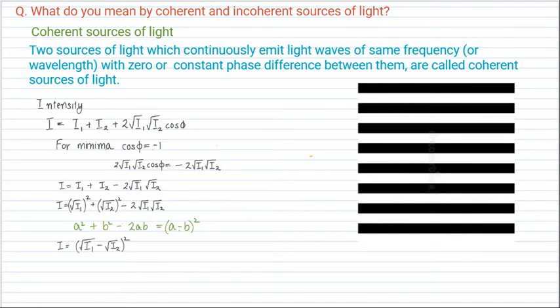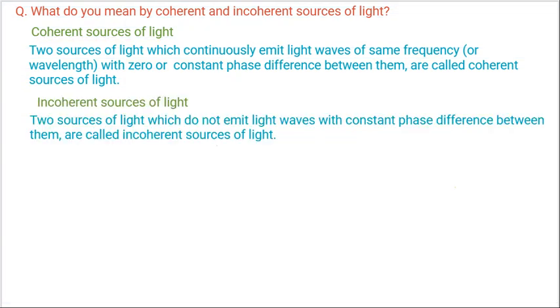So this will happen only if the light coming from your slits S1 and S2 are coherent sources of light. Incoherent sources of light will be the opposite of coherent sources of light. Incoherent sources are two sources of light which do not emit light waves with a constant phase difference between them. So in such a case, the light coming from slit S1 and the light coming from slit S2, their phase will always be changing.